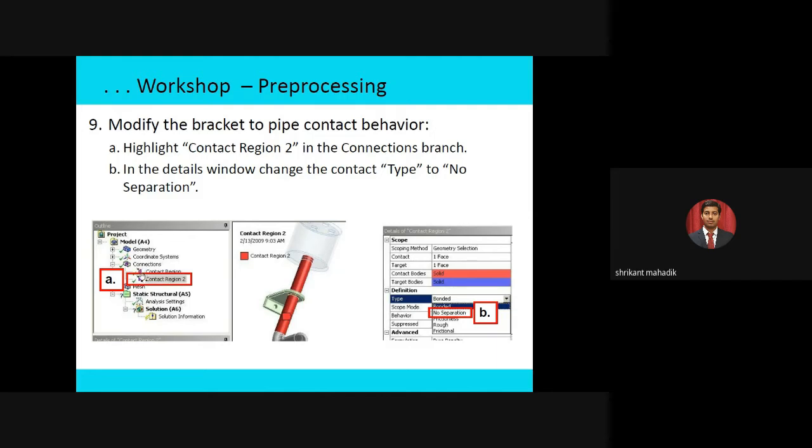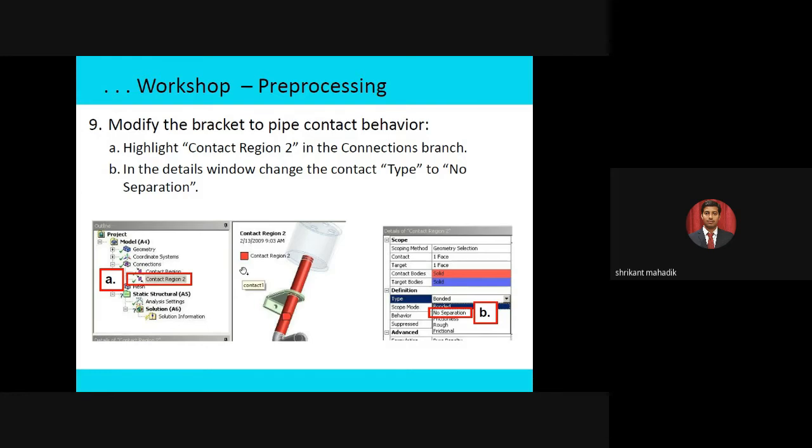So in the connections, it will show the actual contacts, right? Wherever there is contact between the two parts in your model, it will show those contacts. Here there are two contacts, at this position and at this position. That's why contact region 1 and contact region 2 are visible. According to the problem requirements, we have to select the type of contact. It may be non-separation, frictionless, rough or frictional, right?